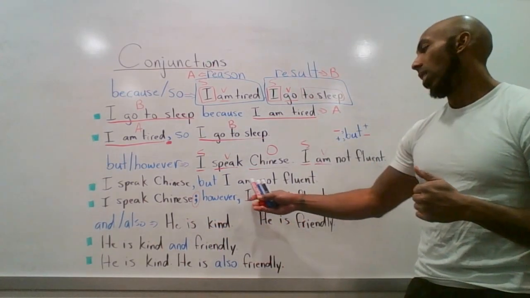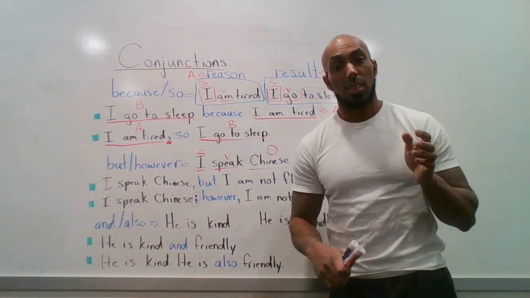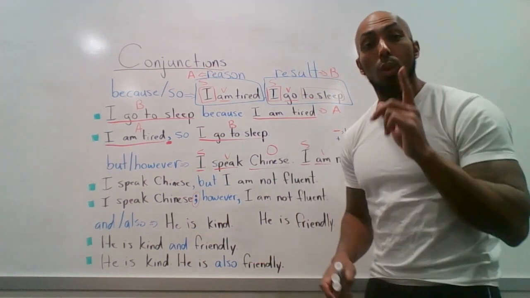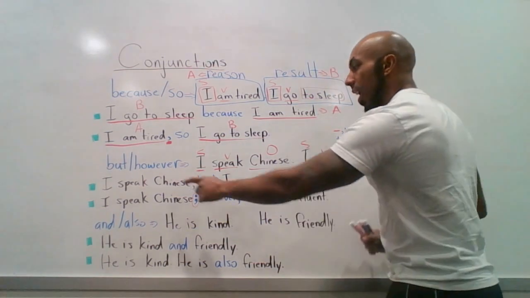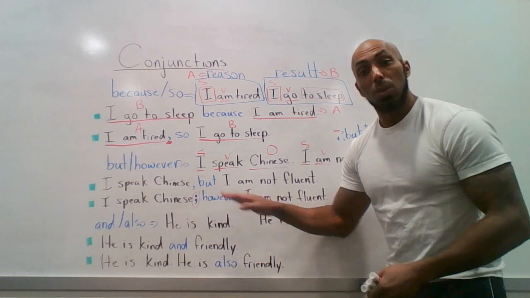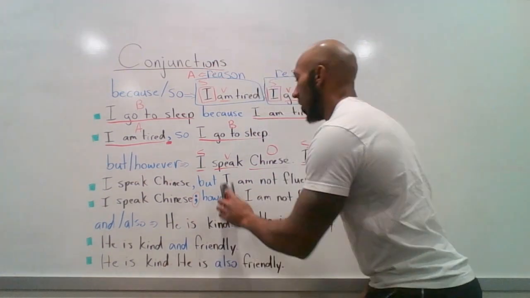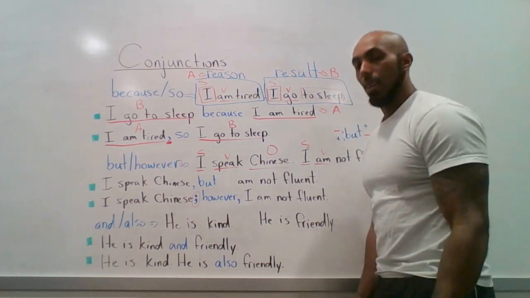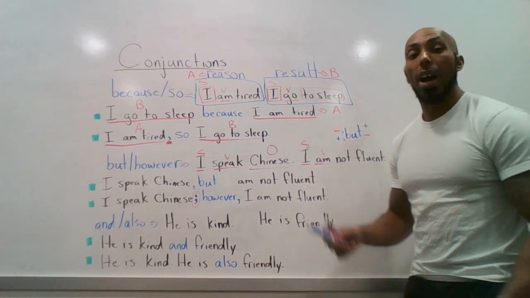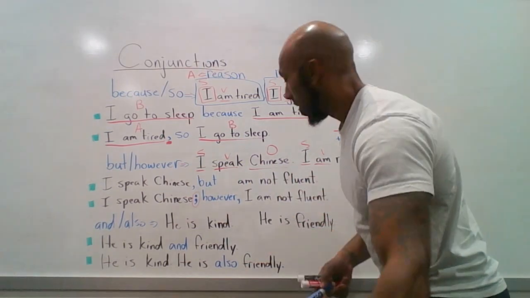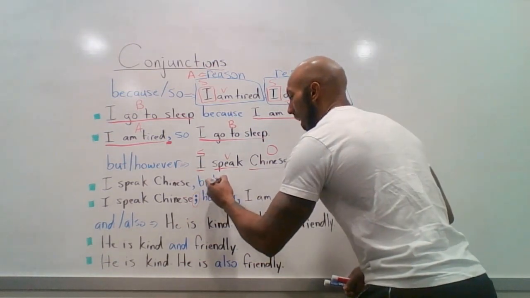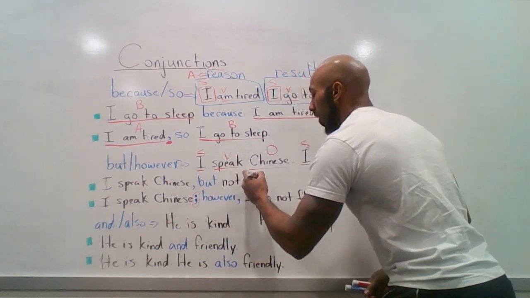Now, if I don't have a subject in the second one, then I cannot use a semicolon. For example, let's go back to but. I speak Chinese, but I am not fluent. Now, for this sentence with but, I really don't need this. I can say, I speak Chinese, but I'm not fluent. Or actually, a less awkward way would be to say, but not fluently.